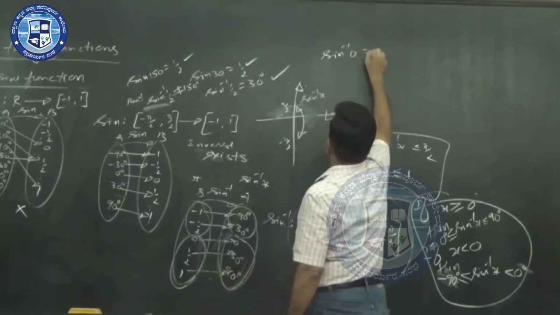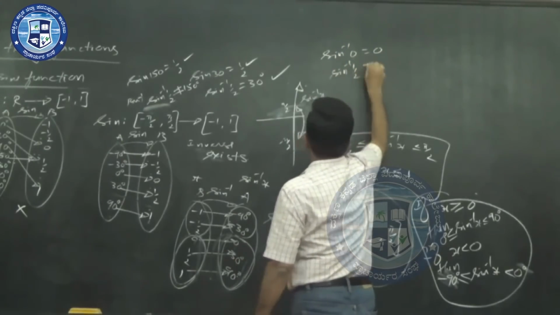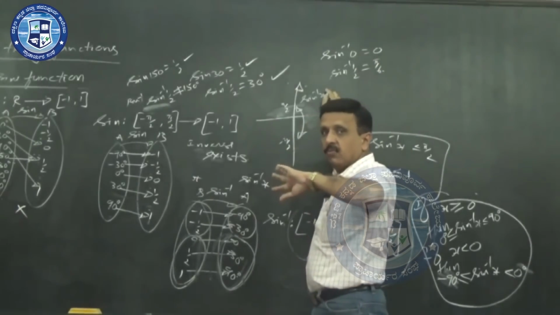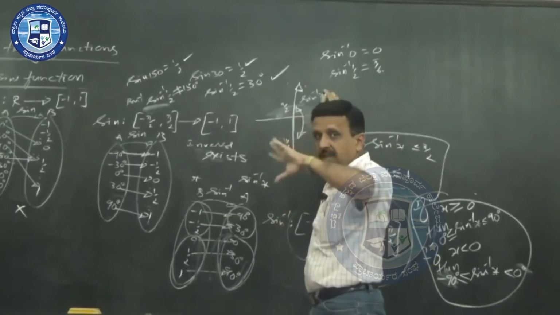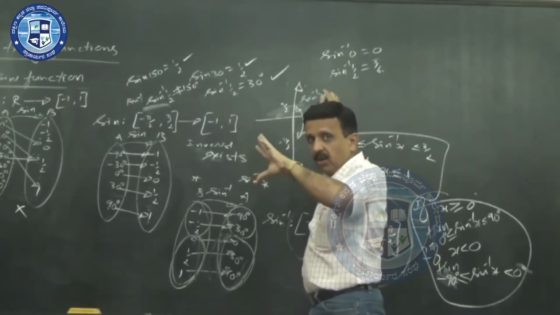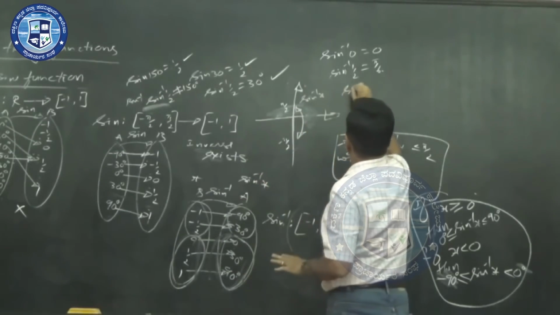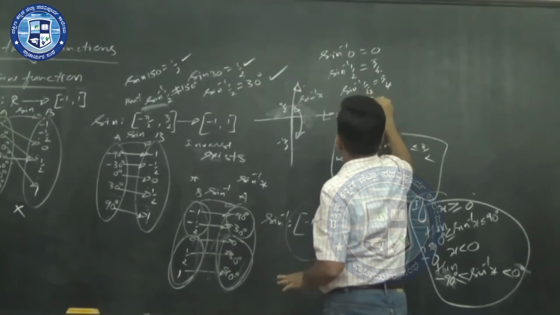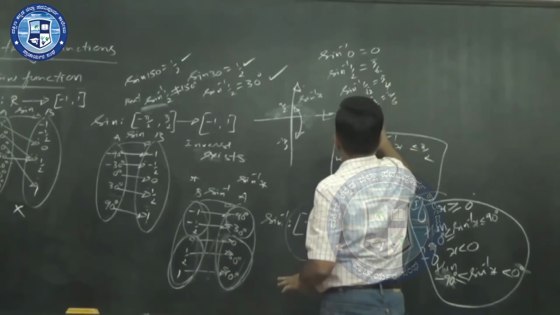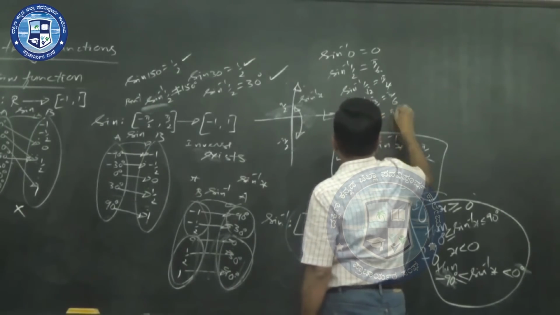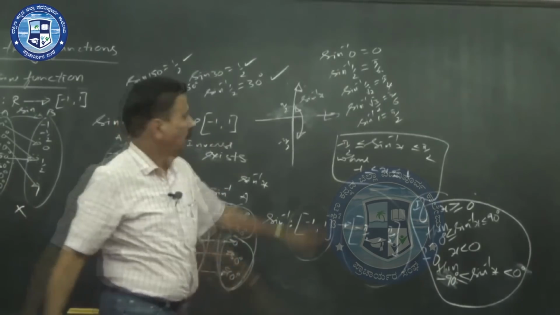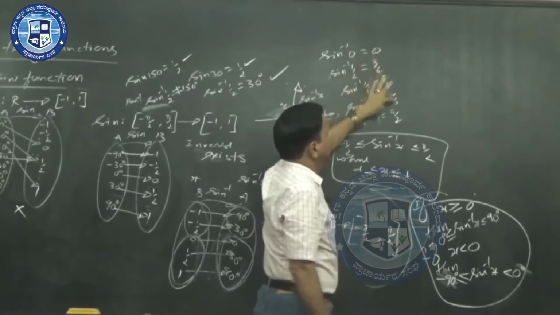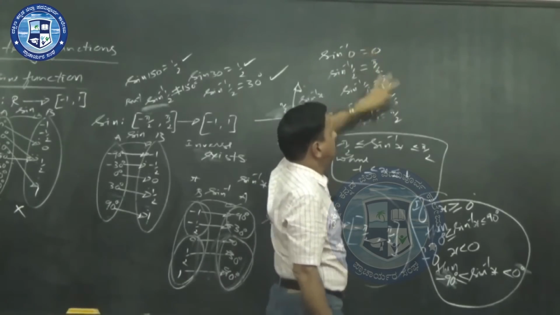Sine inverse 0 is equal to 0. Sine inverse half is equal to pi by 6, because sine pi by 6 is half. What care you need to take here is that the answer of sine inverse you are writing is either in the first quadrant or in the fourth quadrant. That care you have got to take. Sine inverse of 1 by root 2 is equal to pi by 4. Sine inverse of root 3 by 2 is equal to pi by 3. And sine inverse of 1 is equal to pi by 2. Look at this, the answer of the inverse trigonometric function. All x values are positive, so the sine inverse answer is an angle between 0 and 90.